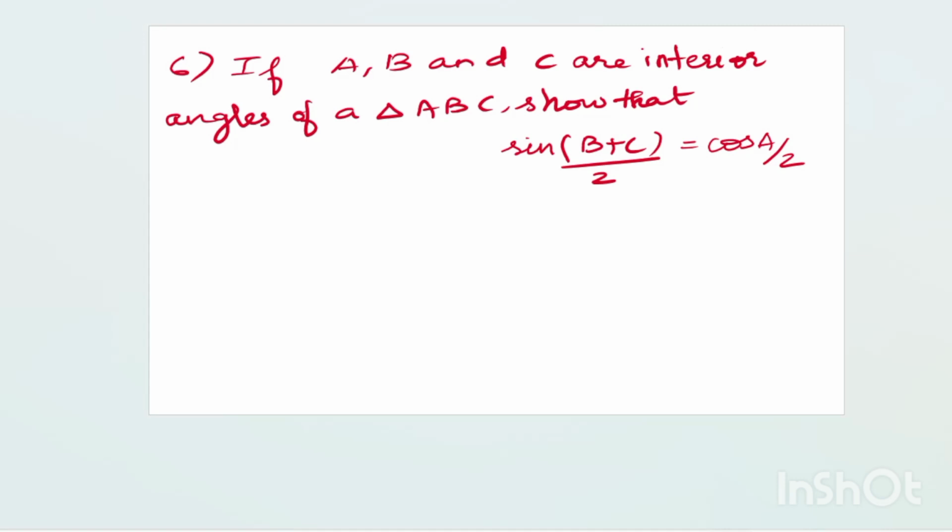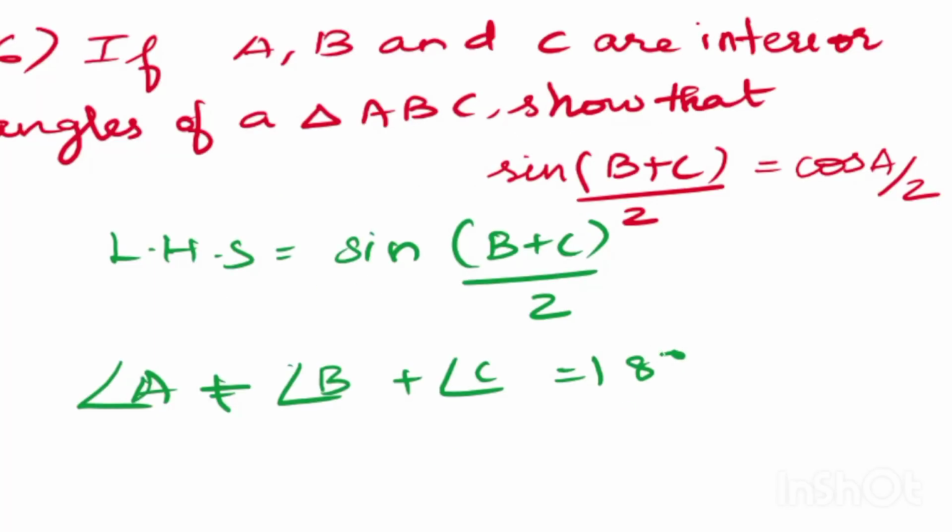Now moving on to the sixth sum, what is given? It's given that if A, B and C are interior angles of a triangle, show that sine of (B plus C) by 2 is equal to cos A by 2. So in the LHS, what is there? LHS is equal to sine of (B plus C) by 2, right? We are given that A, B and C are angles of a triangle. So we know that the sum of the angles of a triangle is equal to 180, which implies A plus B plus C is equal to 180.